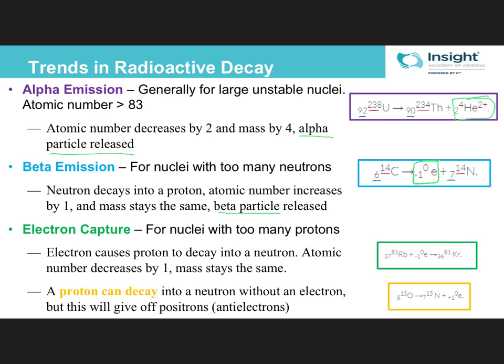Another option for smaller nuclei, but this time if they have too many protons, is that they can convert a proton into a neutron. You can do this a couple different ways. There's electron capture, which requires an electron from the electron cloud to come in. It fuses with the proton so that it can decay into a neutron.